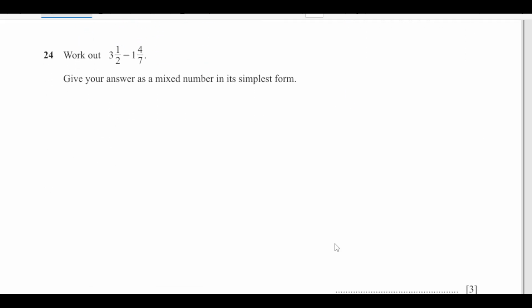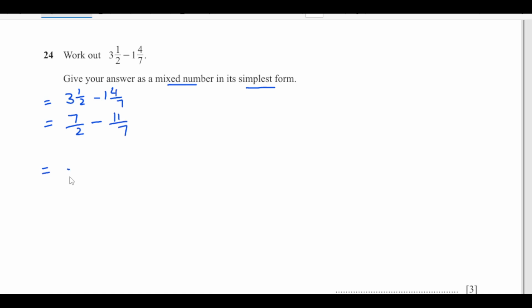Now, work out 3.5 minus 1 4/7. Give your answer as a mixed number in its simplest form. So, we have 3.5 minus 1 4/7, right. We will convert these into improper fractions. 3 times 2 is 6, 6 plus 1 is 7 over 2, minus 7 times 1 is 7, plus 4, it is 11 over 7, right.